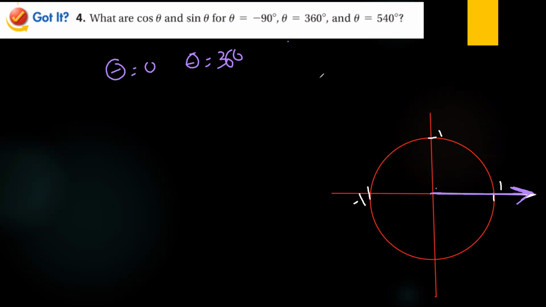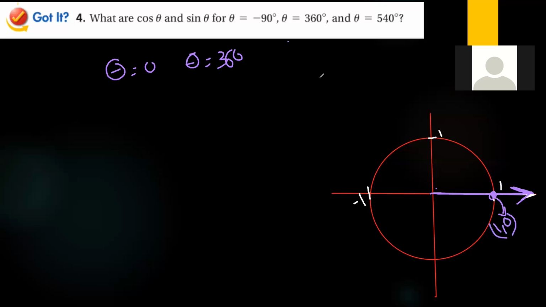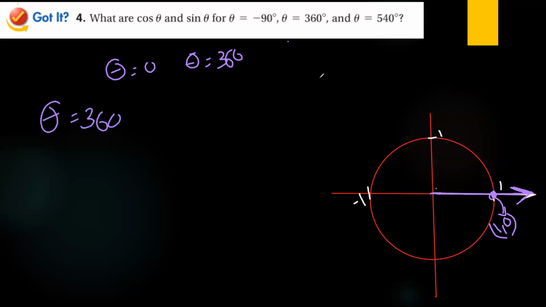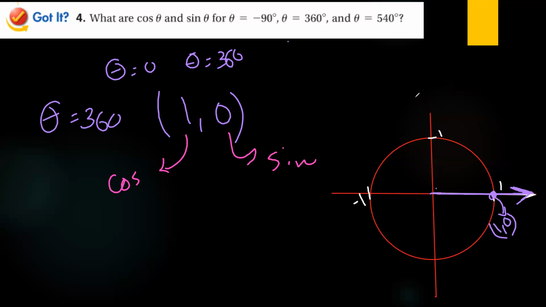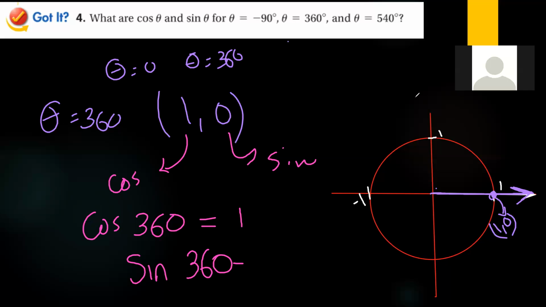So from here now, where are the coordinates of this angle? What is x? It is 1. And y? 0. So the coordinate of the angle 360 is 1 and 0. That means this is the cosine and this is the sine. So what is the cosine of 360? 1. And what is the sine of 360? 0.